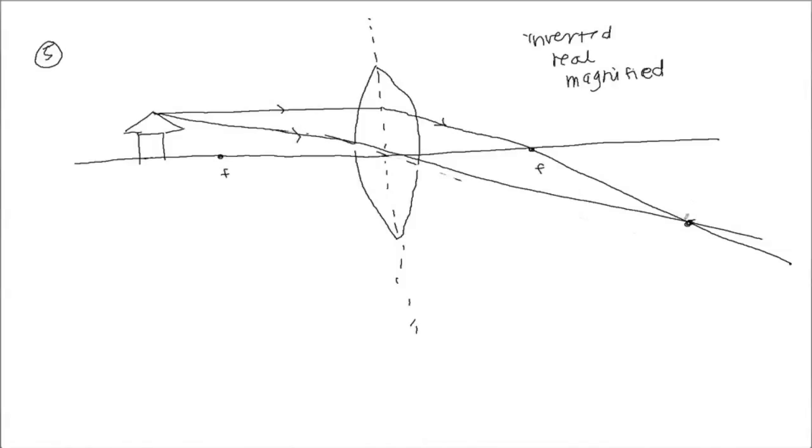So this is where our object should be, which makes sense because we want it to be inverted and magnified and real. Did it come out real? Yeah. Okay, good. So again, we'll skip the math because I think you know how to do that, but that's the way to draw the picture. Okay, good.